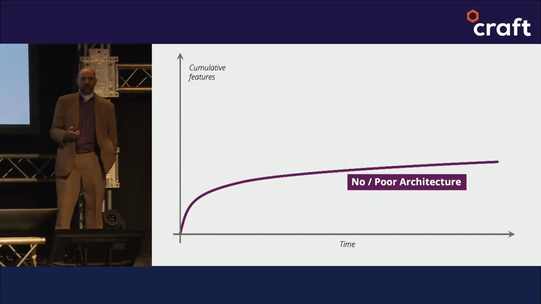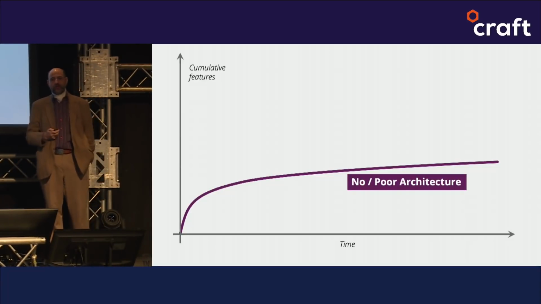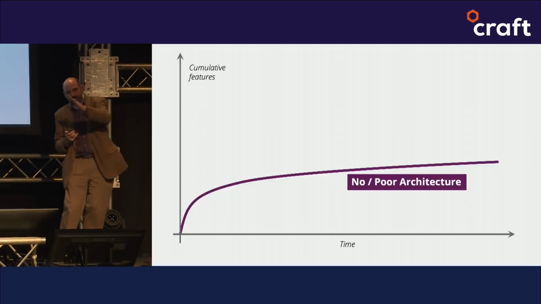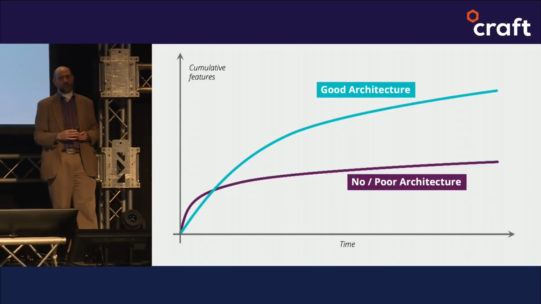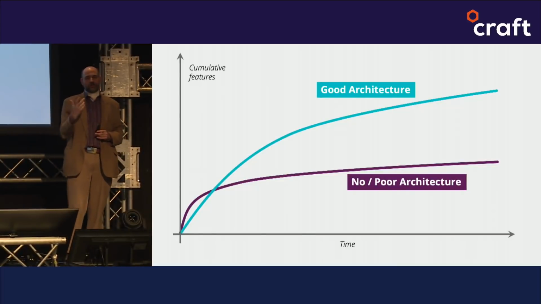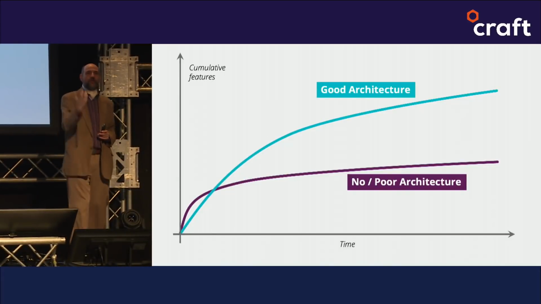But sometimes you can have projects where you can actually not just stop that curve from bending down, but actually get some kind of acceleration over time as well. And that's what good architecture does, is it gives you a bit more of a boost.